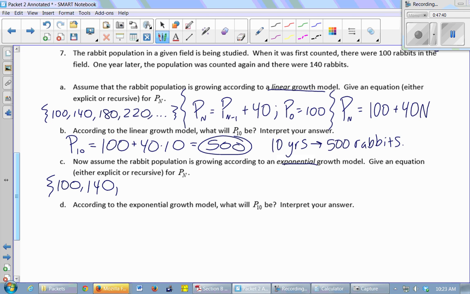But now my rule is multiplication, right? So what did I multiply by to get from 100 to 140? 1.4. How do you figure that number out? Yeah, how do you know that? Divide. Yeah, you can divide. You can do 140 divided by 100. That's why it's called the common ratio. You take the ratio of a bigger number to a smaller number, and that is your common ratio. That's the number you multiply by.